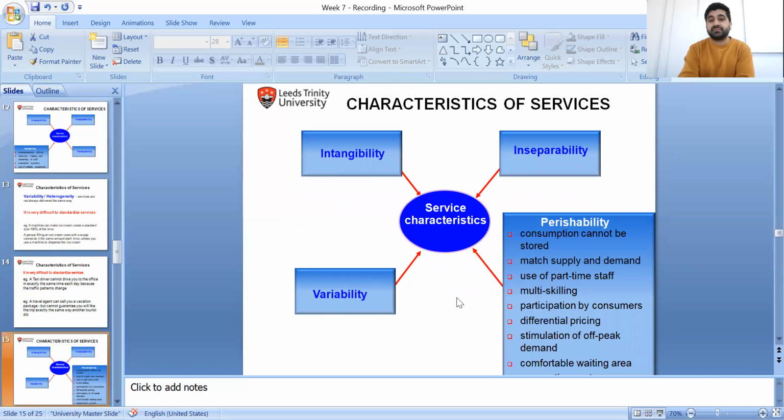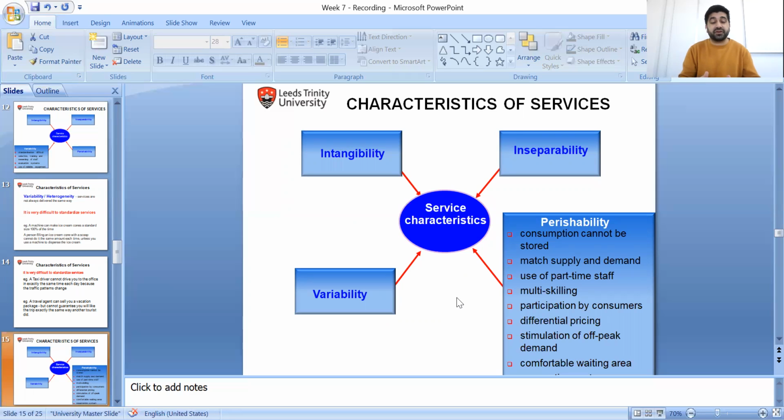The number 4 is perishability. This is the 4th characteristic of the service. In perishability, consumption cannot be stored. So we cannot store services. Match supply and demand. In services, we match what type of demand is arising, and accordingly we provide services. Use of part-time staff, yes, we can use it, and multiple skills are required when you are performing the service.